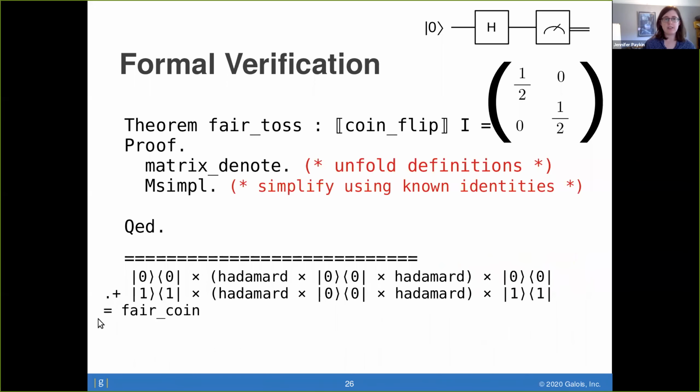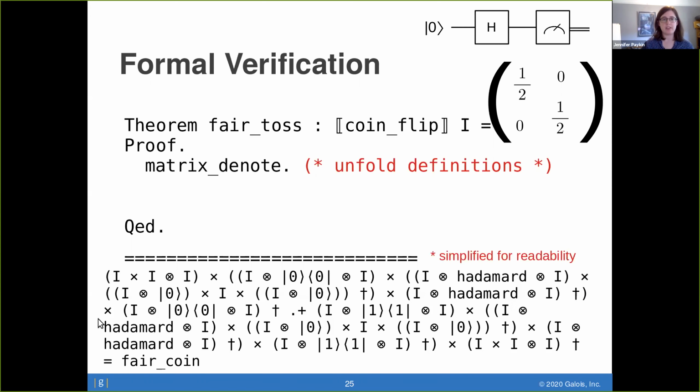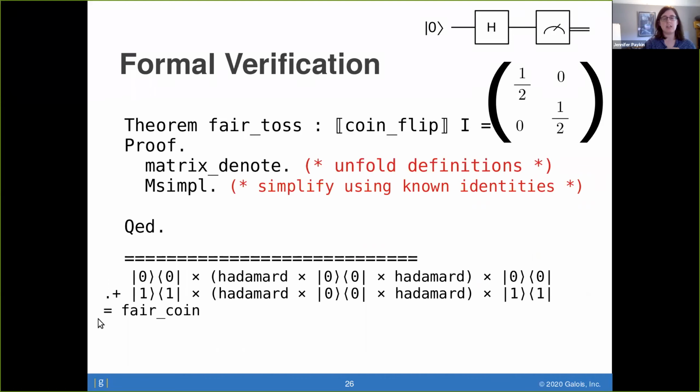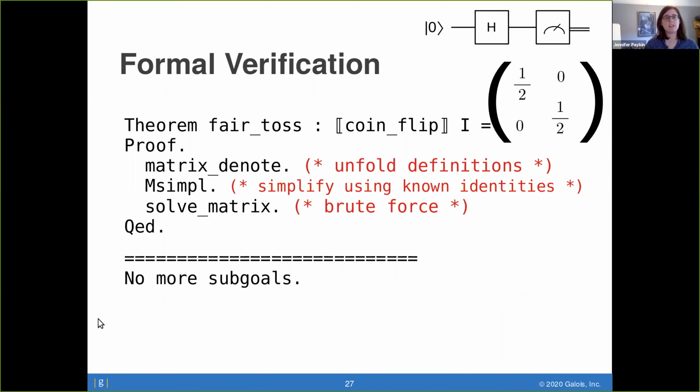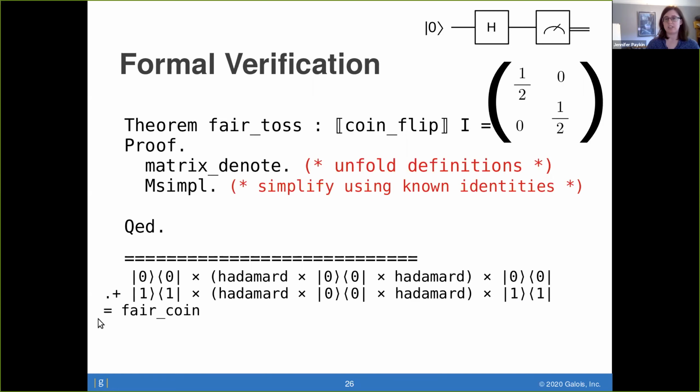Then the next step, we would apply a tactic which simplifies the left-hand side using some known identities. All of that noise from the previous slide, we have a lot of identity matrices multiplied by something. Those can all be cut out, right? So all that simplification reduces to something that looks like this. It's a lot more readable. And then essentially we can solve that equality by brute force. We wrote a tactic called solve matrix, and it essentially just computes out the matrix and then checks for equality.